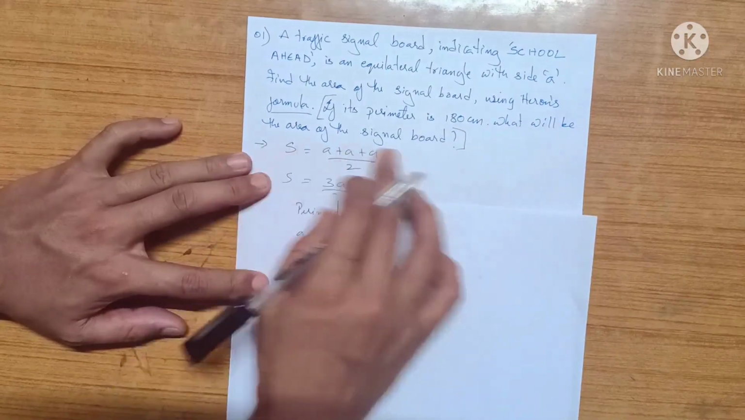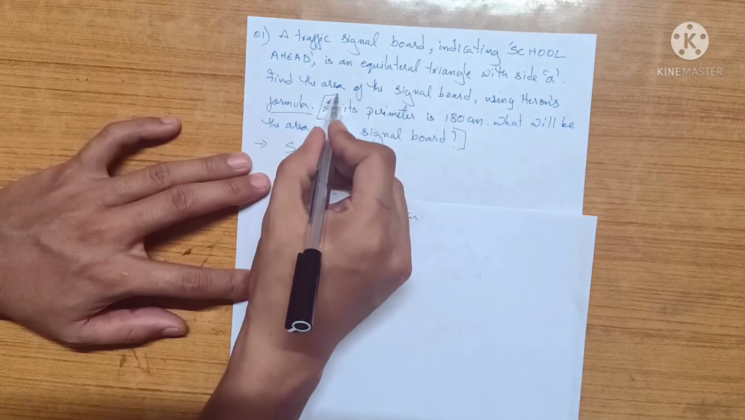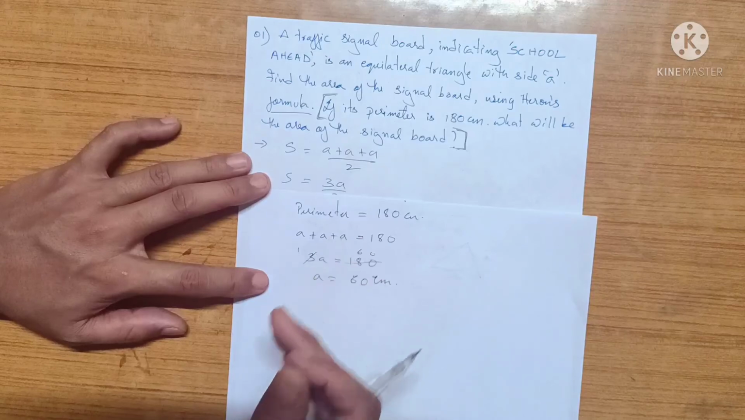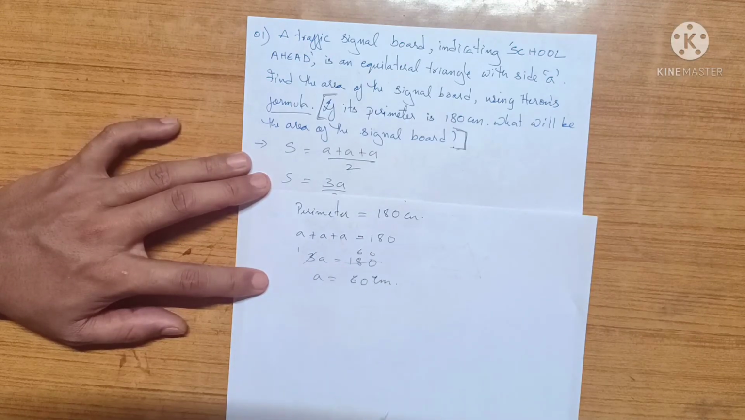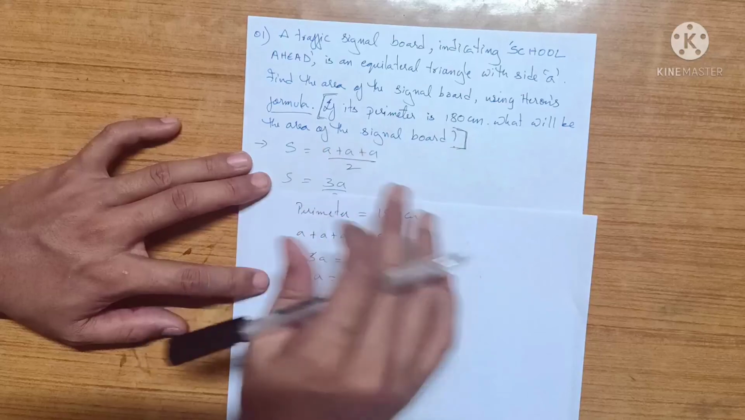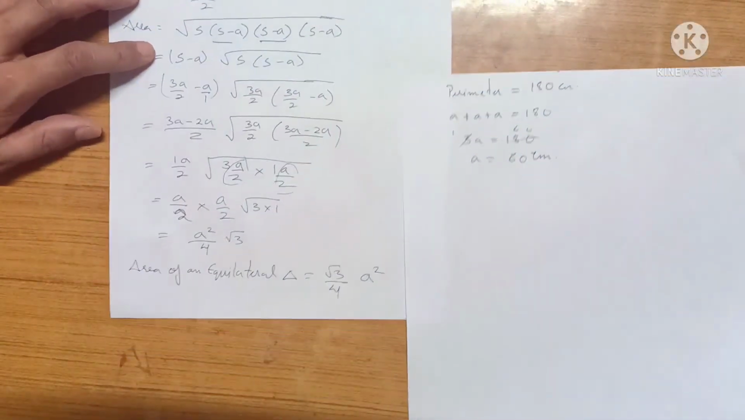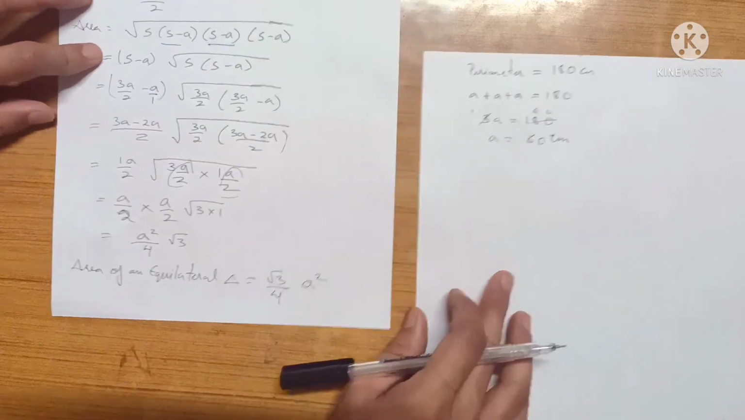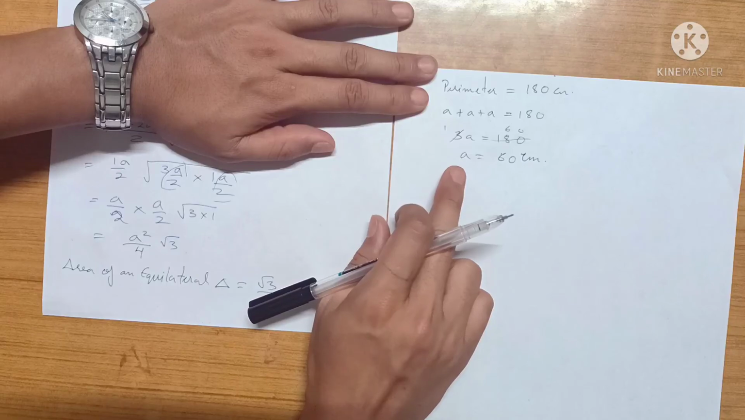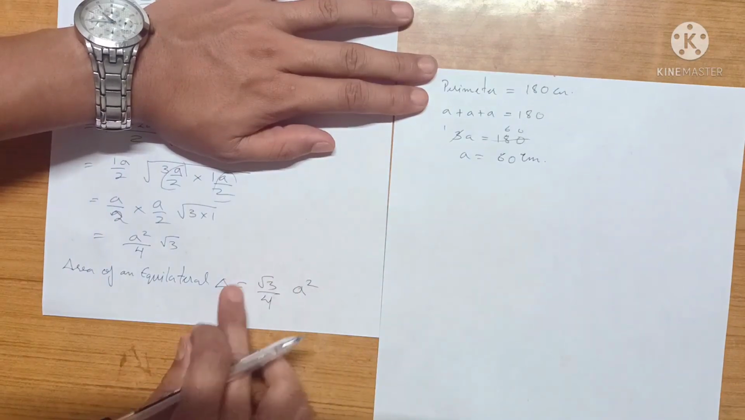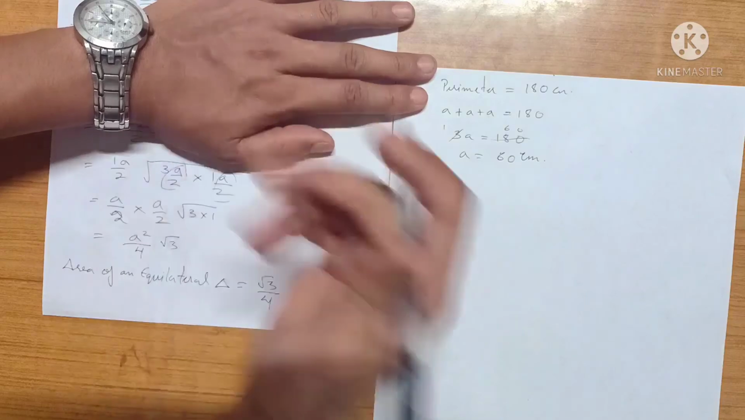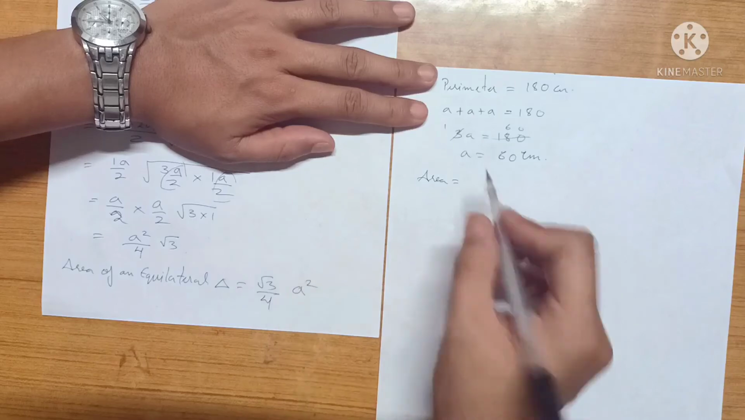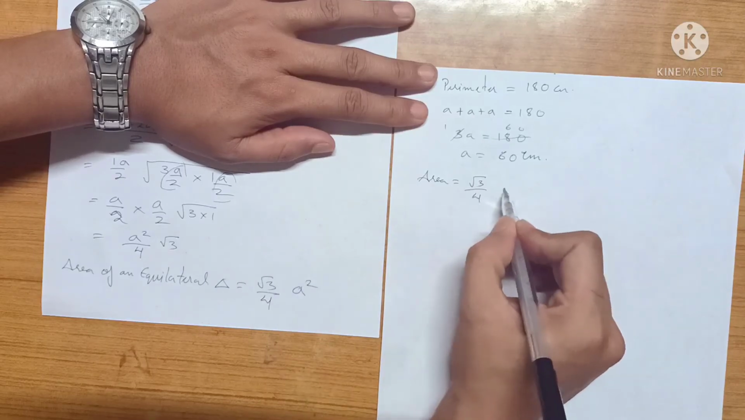So we're getting each side to be 60, 60, and 60. They're asking what will be the area of the signal board. If you notice the second part of the question, they are not asking us to use Heron's formula, and we know we're talking about an equilateral triangle, and we already derived the formula for its area using Heron's formula. So since we know a, and we know the shortcut formula for the area of an equilateral triangle, we can use this formula to find it out.